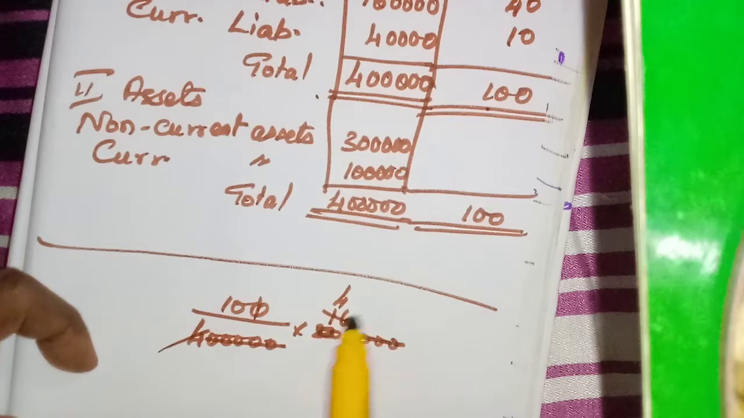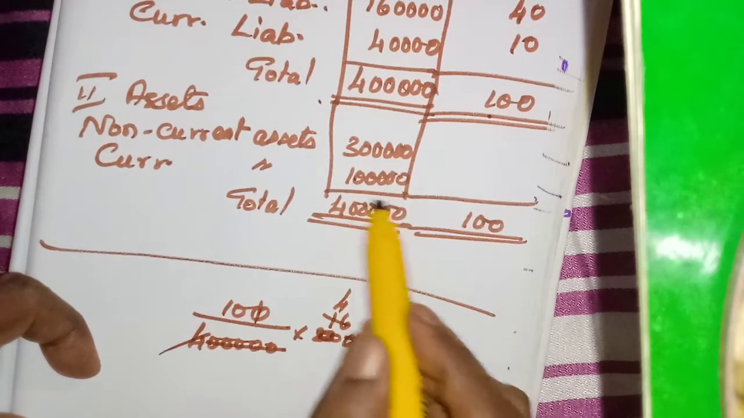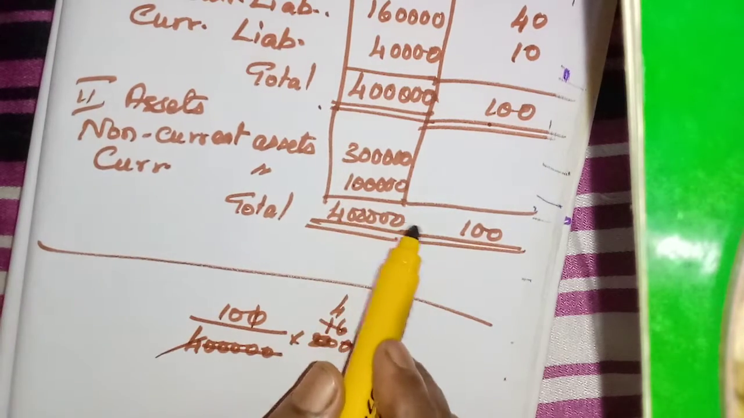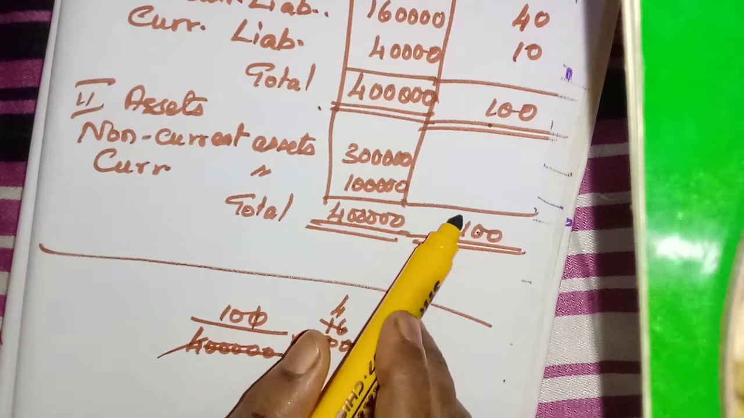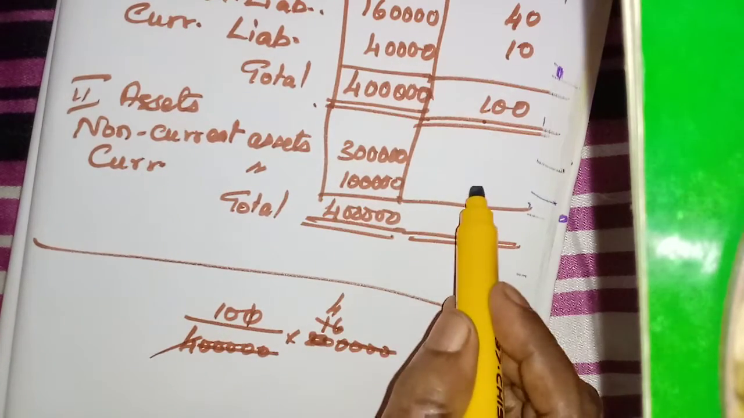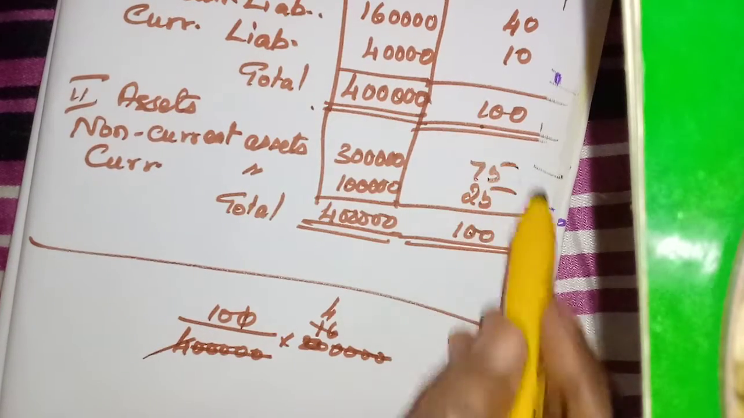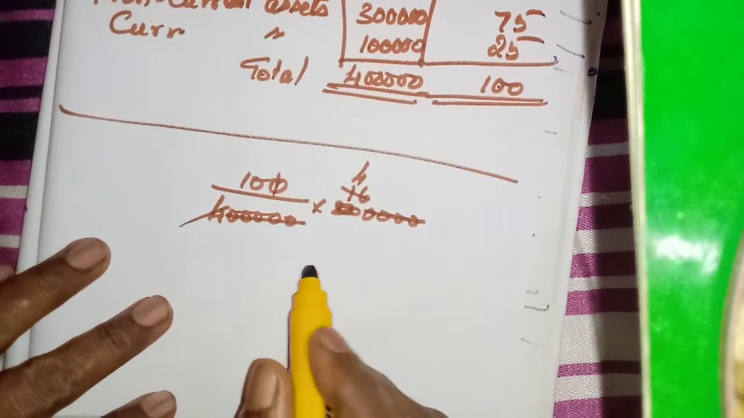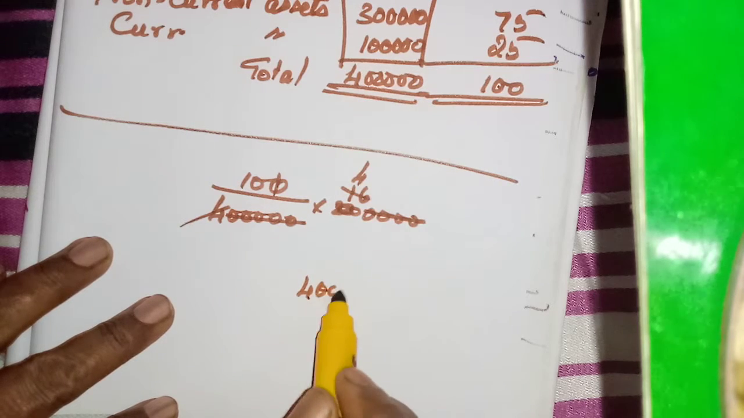Here we can do it in memory also. You see, for 4 lakh 100, so for 1 lakh, 100 divided by 4, 25 we will get. Isn't it? If this is 25, this is what? 75. Okay, you can do it if you are very thorough. If you are good in maths you can do it very fast. Otherwise you have to do each and everything.